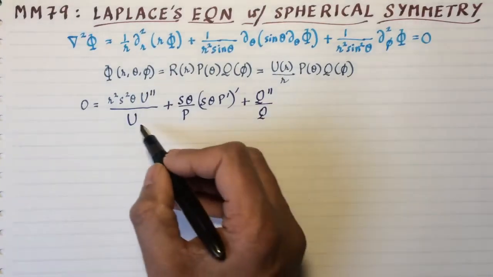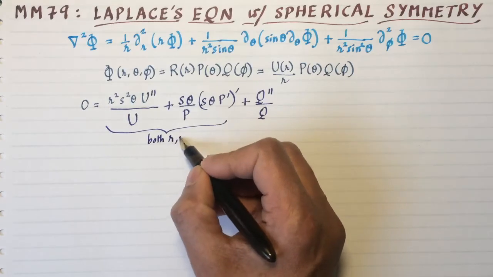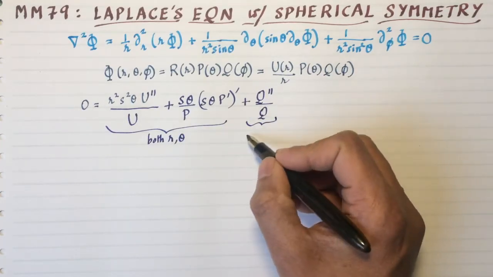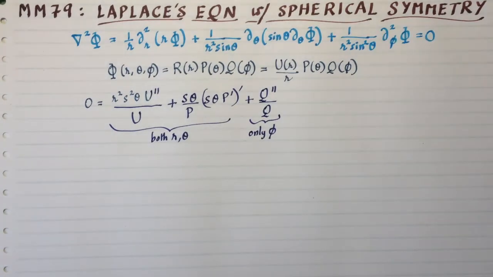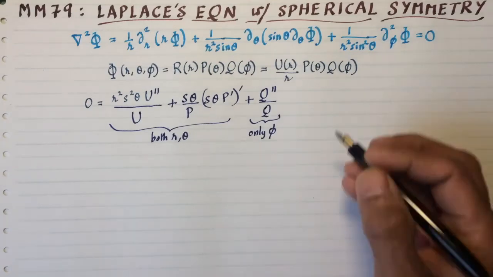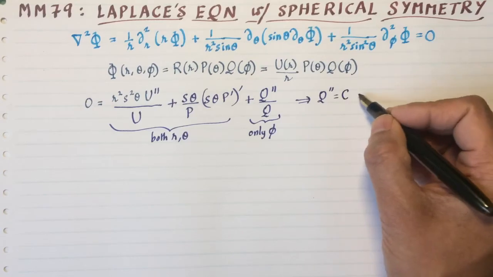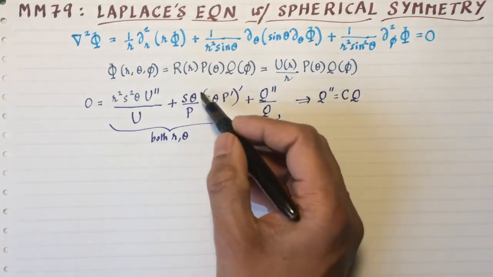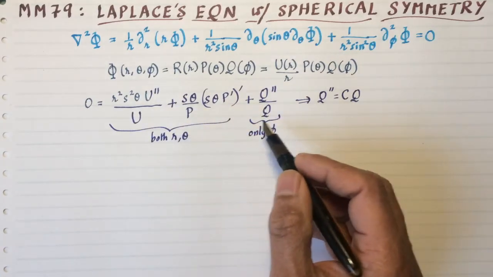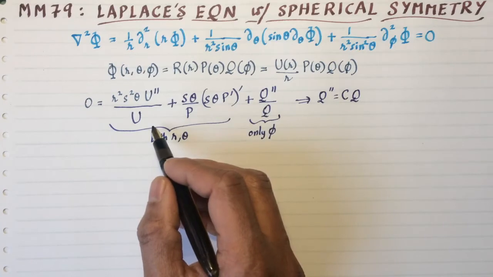Now if you notice, this has got both r and theta. However, this has got only phi. So we can immediately separate the azimuthal part, as it's called. This tells us that Q double prime must be equal to some constant times Q, because if this is a function only of phi and that's a function of both r and theta, the only possible way these two can add up to be 0 is this is equal to a constant and that's equal to the opposite constant, minus c.